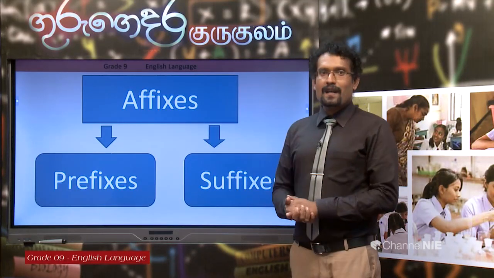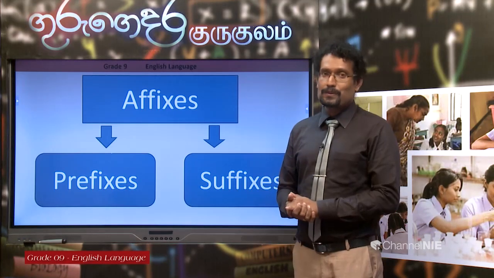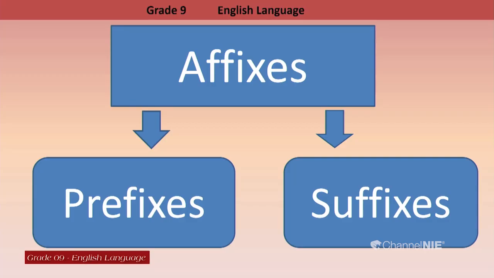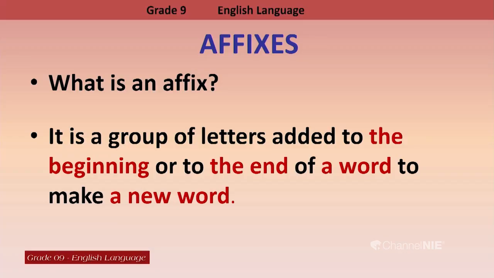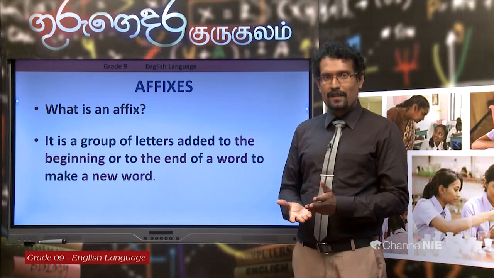When it comes to affixes, they are divided into two parts. First one is prefixes. Prefixes means we add some letters to the beginning of a base word, and the second part is suffixes. Suffixes are a group of letters that we add to the end of a base word. Now, let us look at what an affix is. Do you have any idea about what an affix is?